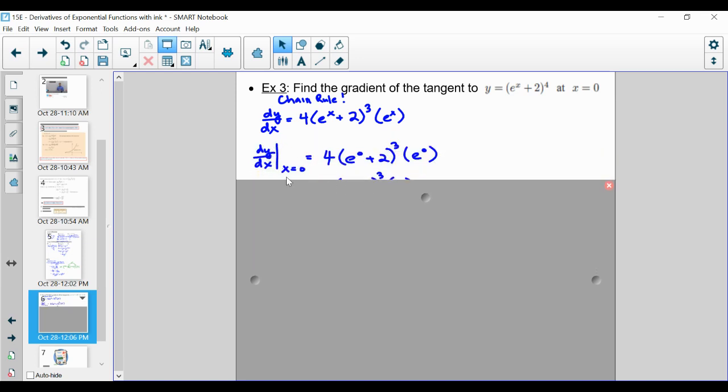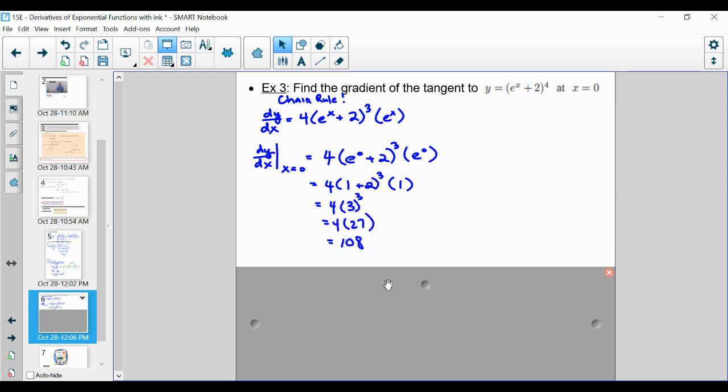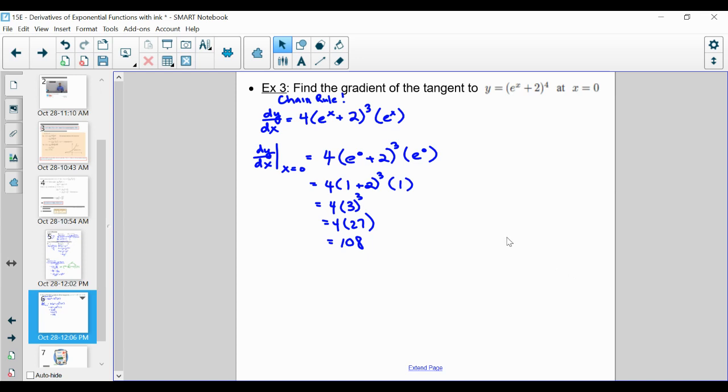Now I'm going to evaluate that function when x equals 0. That's what this straight line and x equals 0 notation implies. And I'm going to plug in 0 wherever I see x, which is not so bad because e to the 0 is equal to 1. So this is just going to be 4 times 1 plus 2 cubed times 1, which gives me 4 times 3 cubed, or 108. And that's the end of our lesson on section 15E.